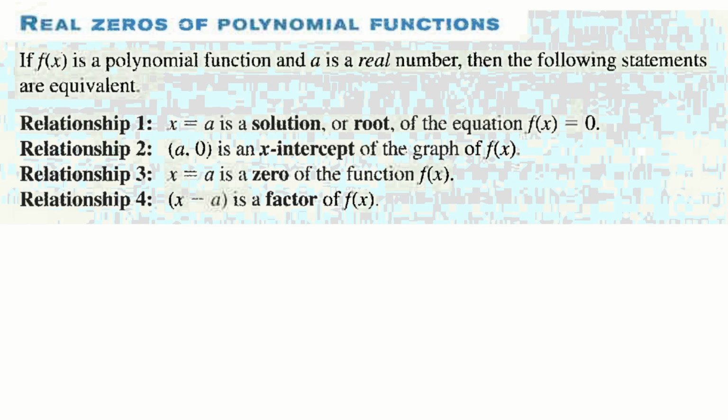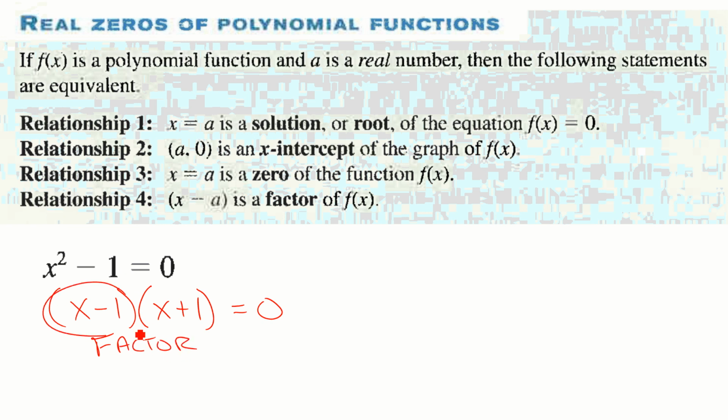Okay, let's talk about what real zeros mean. So I want to use an example here. So we have x squared minus 1 equals 0. So let's go backwards here. They say the relationship 4 is a factor. So all 4 things here are related to each other. Let's factor this first. So this factors into x minus 1 and x plus 1. Okay, so x plus 1 and x minus 1 are both factors.